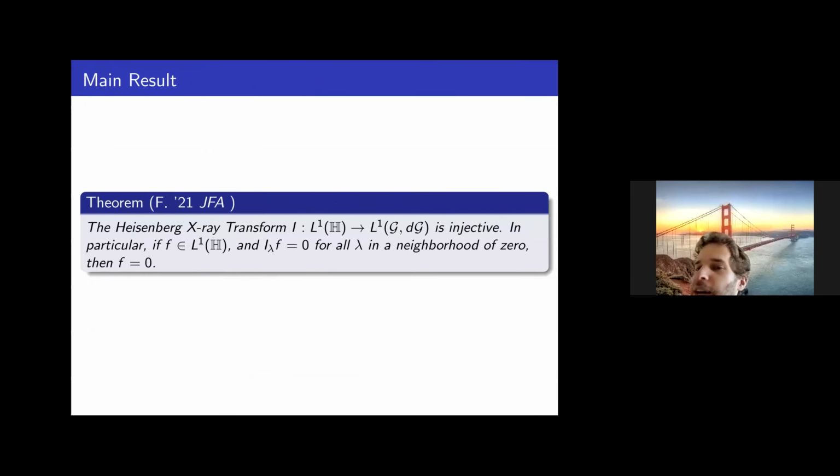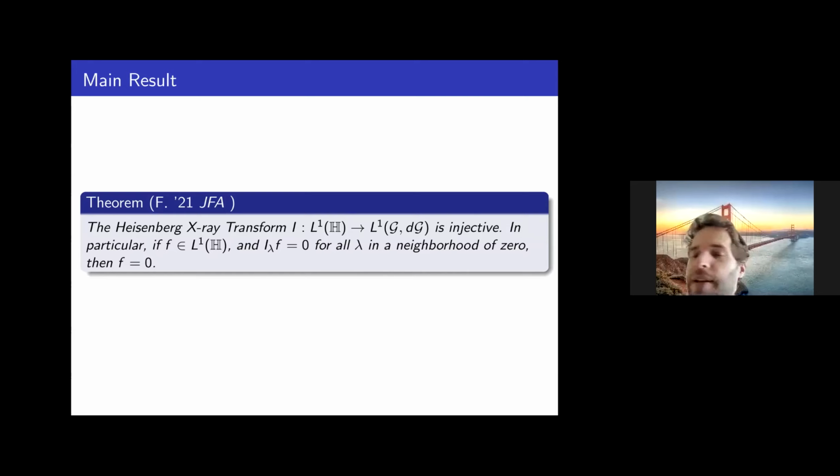So the main idea of this project was to understand the X-ray tomography on the Heisenberg group, and really the main takeaway that we got was that what we'll soon define as the Heisenberg X-ray transform is injective. And here, we're just considering L1 functions, nothing too fancy yet, and this lambda will parameterize a certain charge of geodesics.